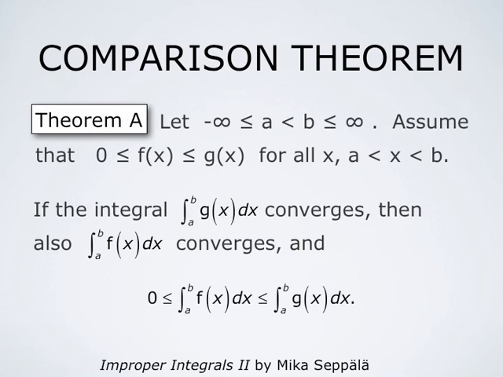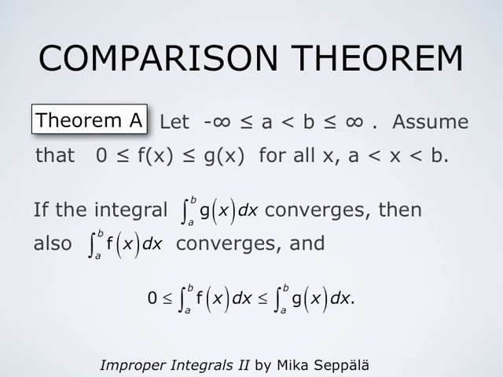And now, if the function g takes values that are greater or equal to the values of the function f, then it means that the domain under the graph of g contains the domain under the graph of f. And therefore, if the improper integral from a to b g of x dx converges, then it means that this domain under the graph of g must have a finite area.